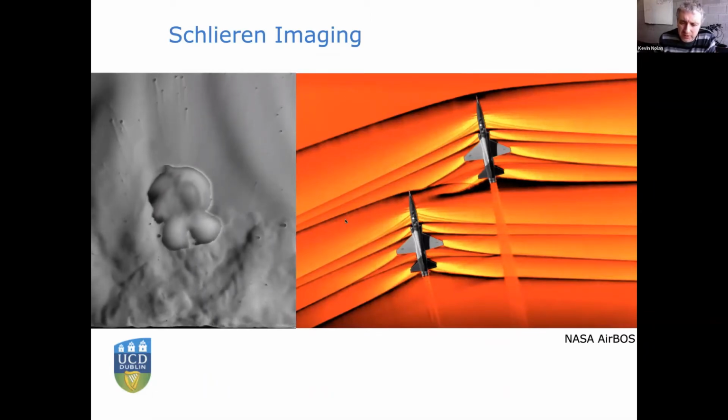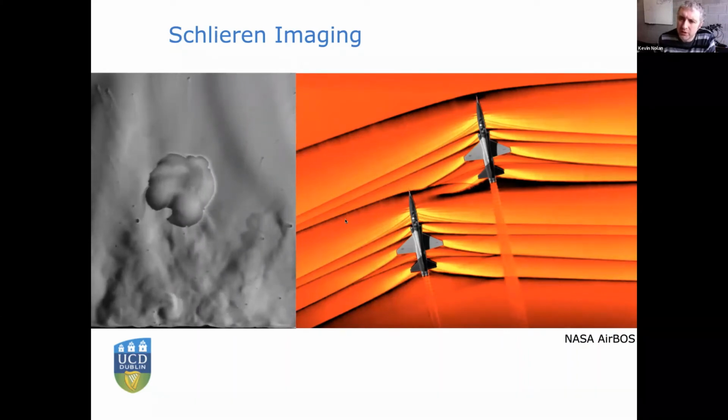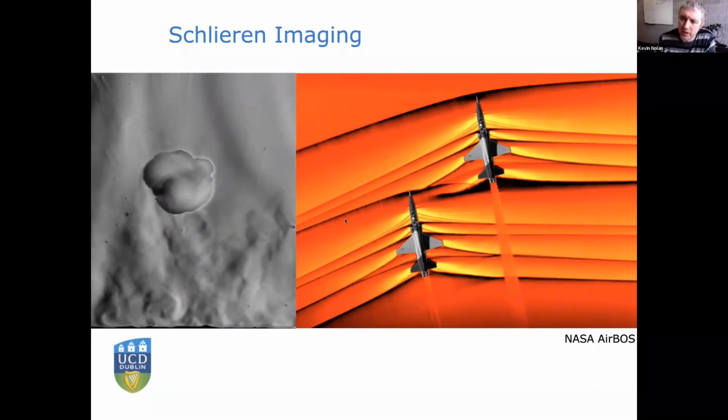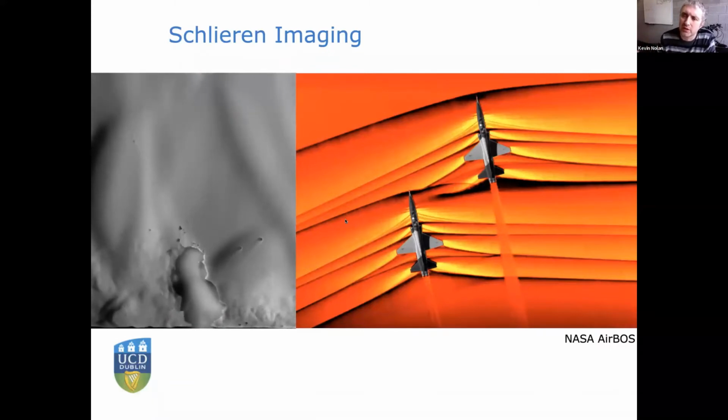On the right-hand side, this is an image from NASA from their what's called their Airbus platform. Instead of using mirrors, they use sophisticated image processing techniques. There's the aircraft looking down at these two T-38s as they fly underneath, and it looks at these micro distortions in the desert floor beneath, and uses that to extract features.